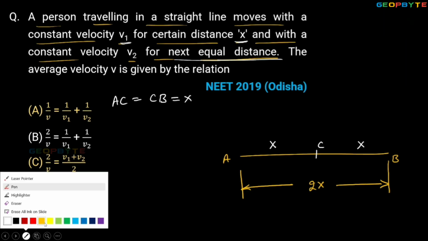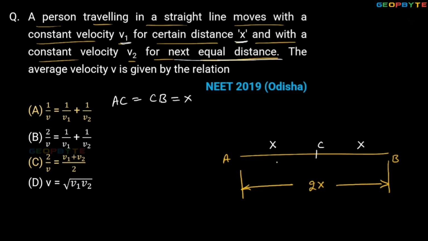For covering AC, the velocity of the person is v1, and from C to B the velocity of the person is v2. Then the average velocity V is given by the relation. You are asked to decide the average velocity. Now let us decide the time required. Time required for covering AC, TAC equals distance divided by velocity. Similarly, time required for CB equals distance divided by velocity v2.